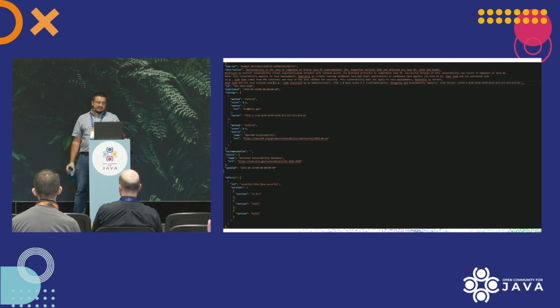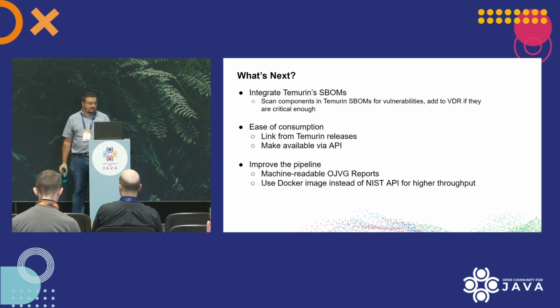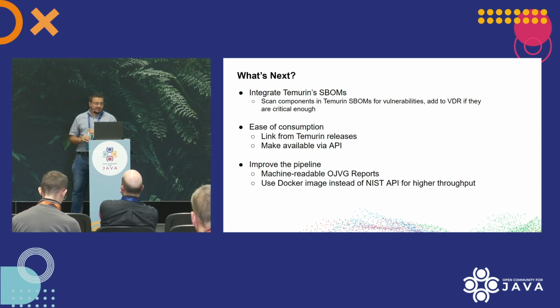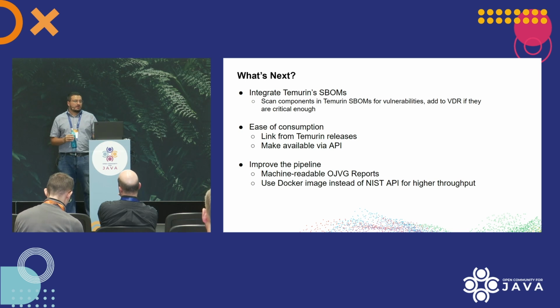So if you have the VDR, you can tell if you're using those versions, then you're affected by the following vulnerabilities, and you can do an impact analysis and hopefully upgrade. So what's next? As I've mentioned a few times, we'd love to integrate the Temurin SBOM and scan components in Temurin's SBOMs to the vulnerabilities and add them to the VDR if they're critical enough.